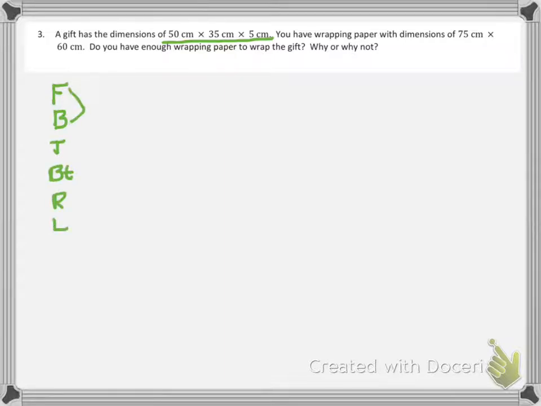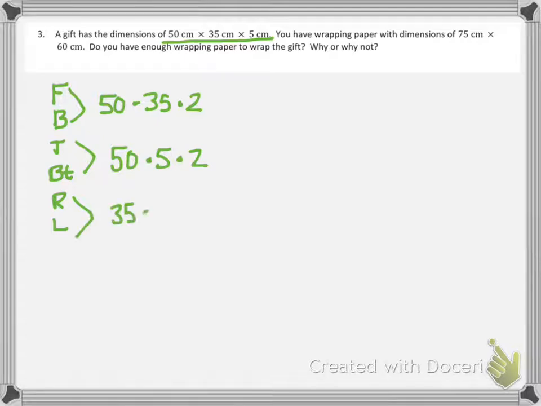If we do the front and the back, let's say that's 50 by 35. 50 times 35 times 2. And then the top and the bottom, that might be 50 times 5 times 2. And then the right side and the left side will be 35 times 5 times 2. And now we've covered all of our surfaces, and we can calculate the surface area of the gift.